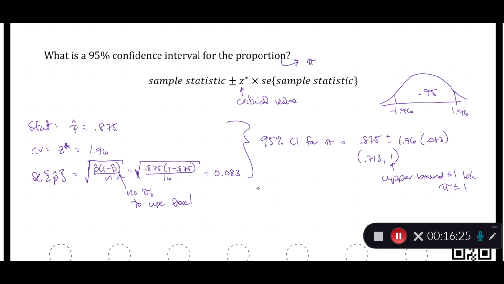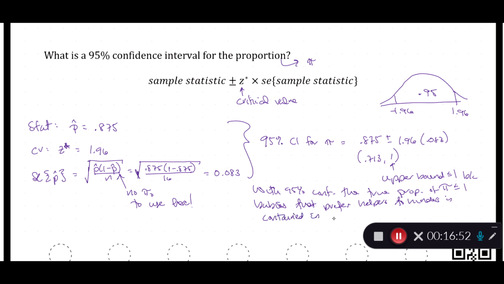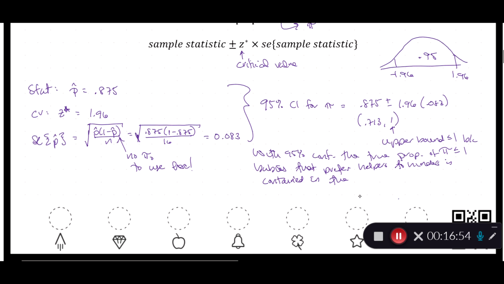I hope you came up with something like this. With 95% confidence, the true proportion of babies that prefer helpers to hinderers is contained in the interval 0.713 to 1.